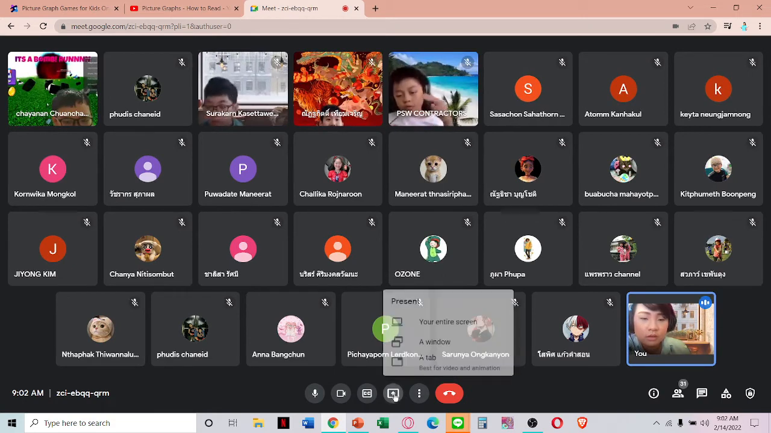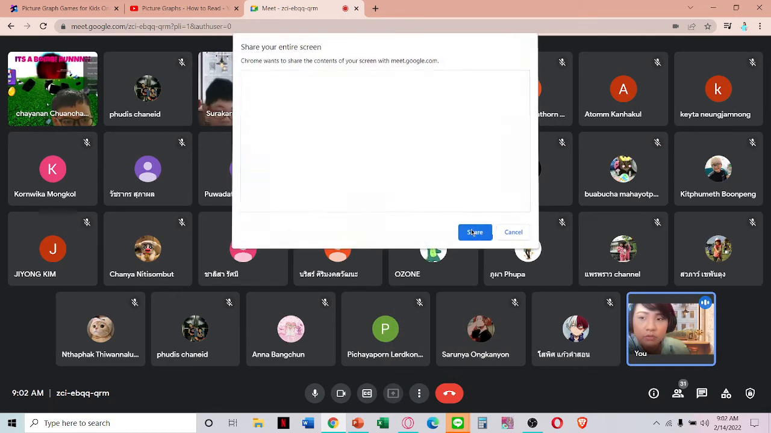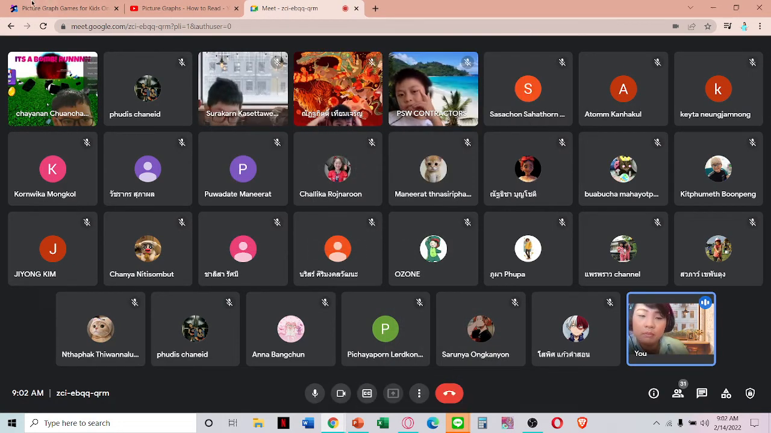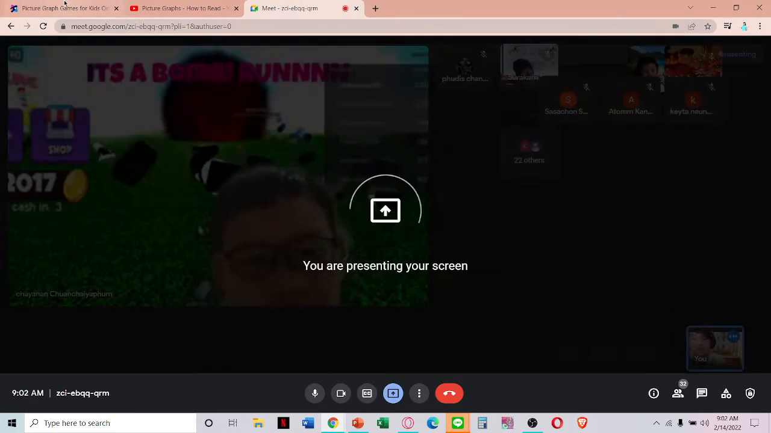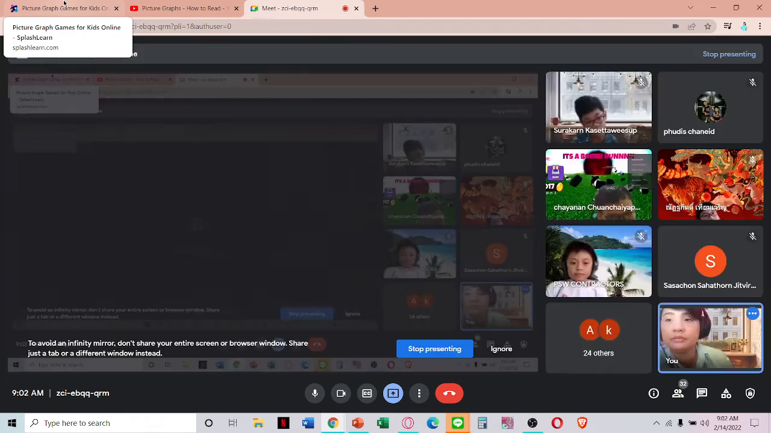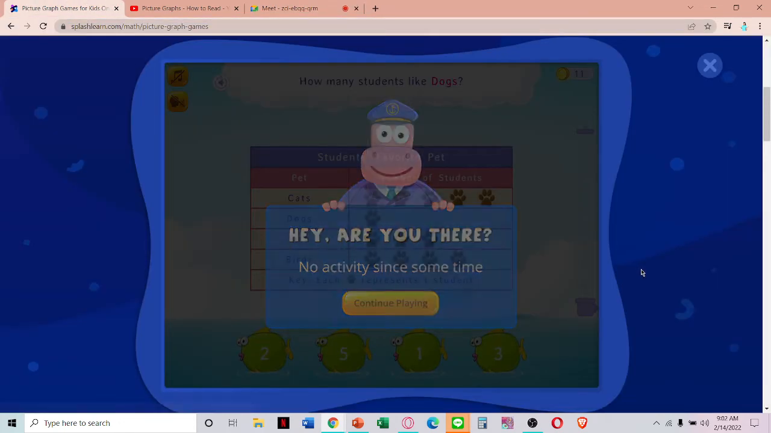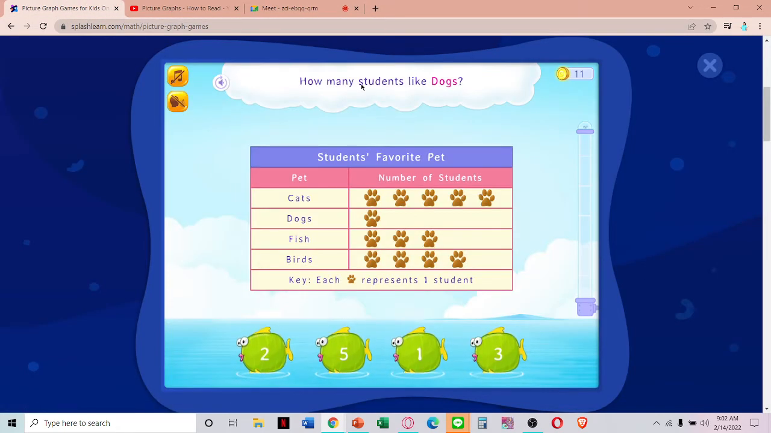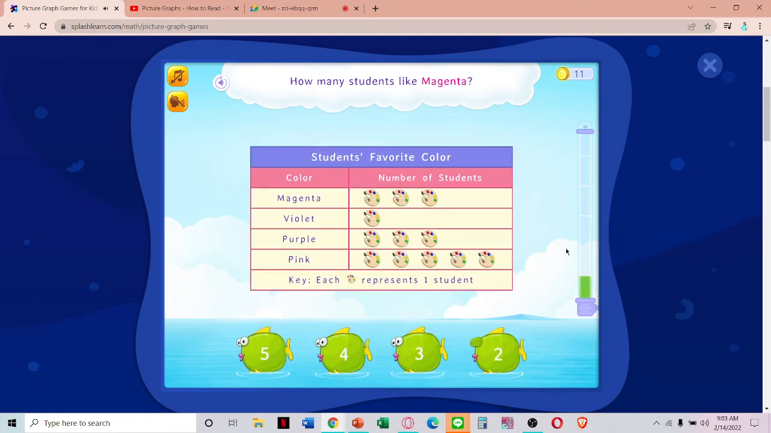Okay, so let me show you first before we do the blue cat game. This one. Can you see? Yes. So, how many students like dogs? If one paw shows one student. There's only one. Very easy. Next. Each paint represents one student.